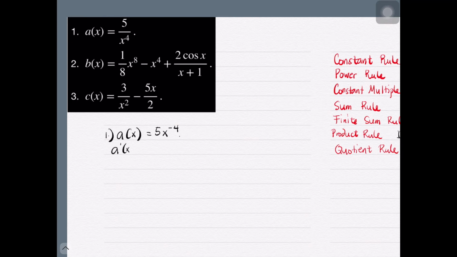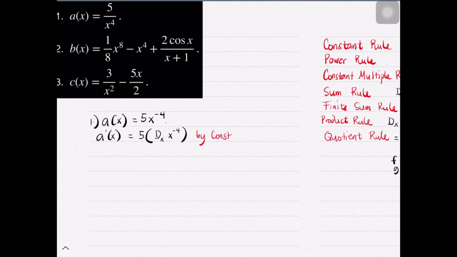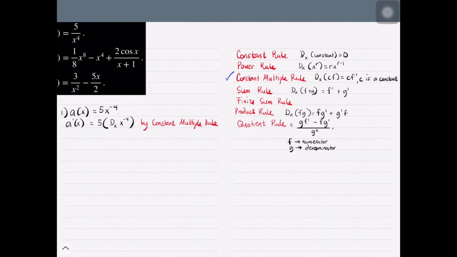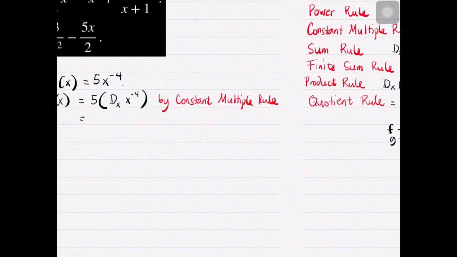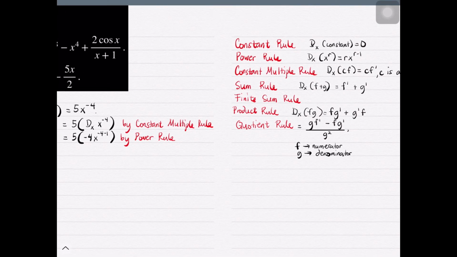Now, in getting the derivative of this function, we can just use constant multiple rule. And so we have 5 times the derivative of x to the power of negative 4. This time, in getting the derivative of x to the power of negative 4, we can use power rule. So we have negative 4 times x to the power of negative 4 minus 1, which gives us negative 4 times x to the power of negative 5. And so simplifying this, we now have negative 20 times x to the power of negative 5.